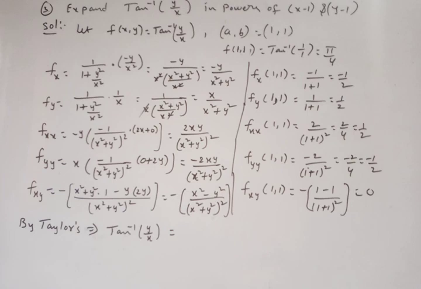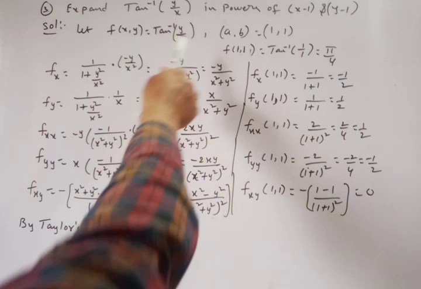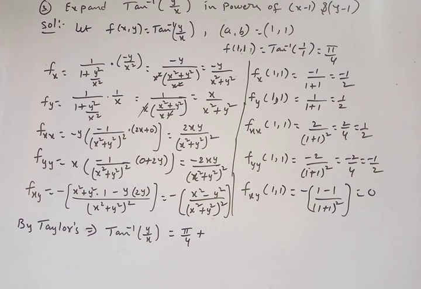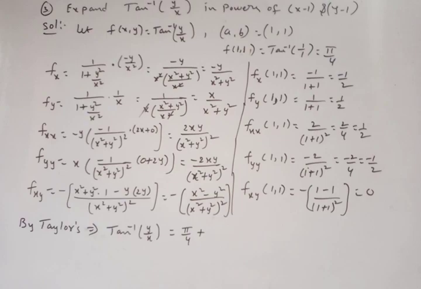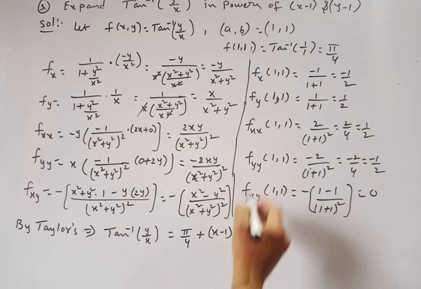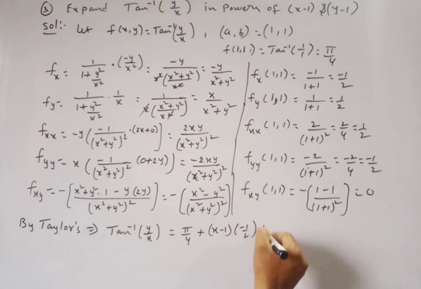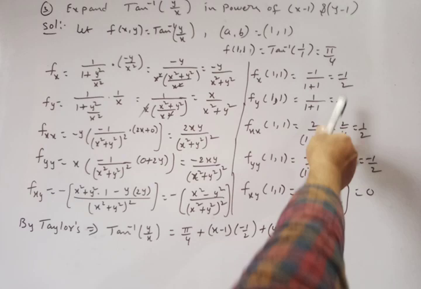f of (a, b), first value. How much did we get? Pi by 4. Correct? So pi by 4 plus (x minus a), x minus 1, into f_x. How much am I getting for f_x? Minus 1 by 2. Plus (y minus b), b value is 1, y minus 1 into f_y. How much is f_y? 1 by 2.